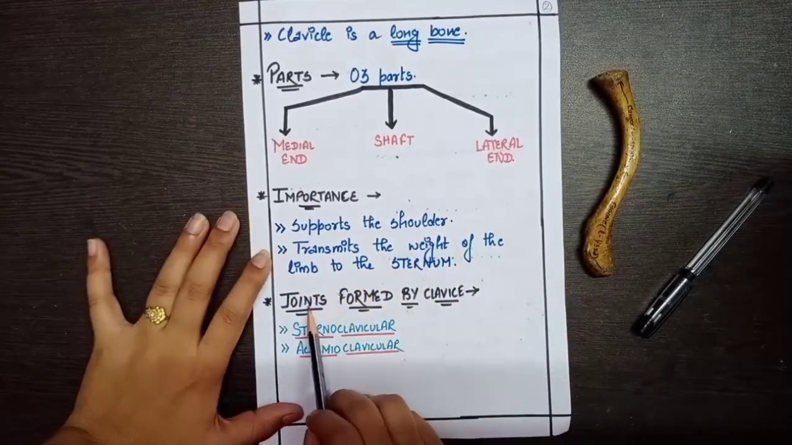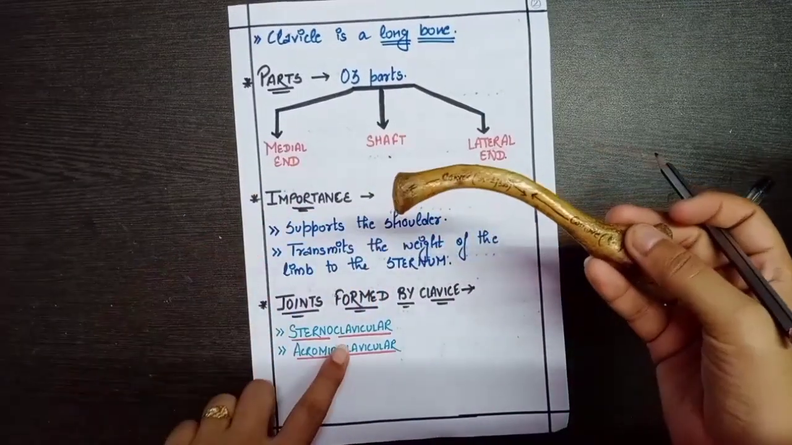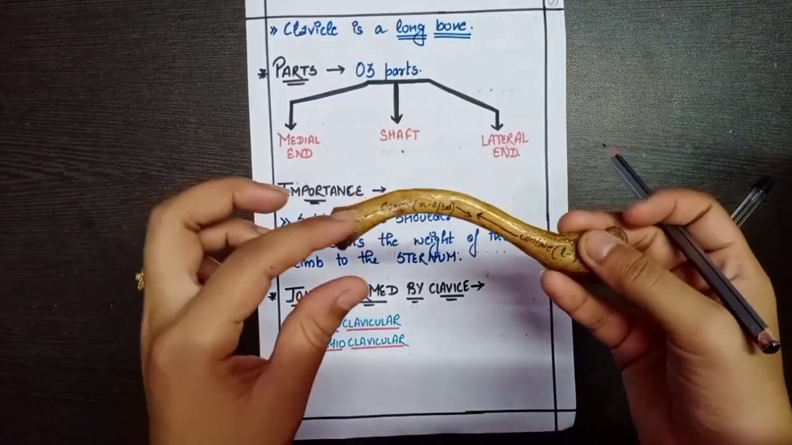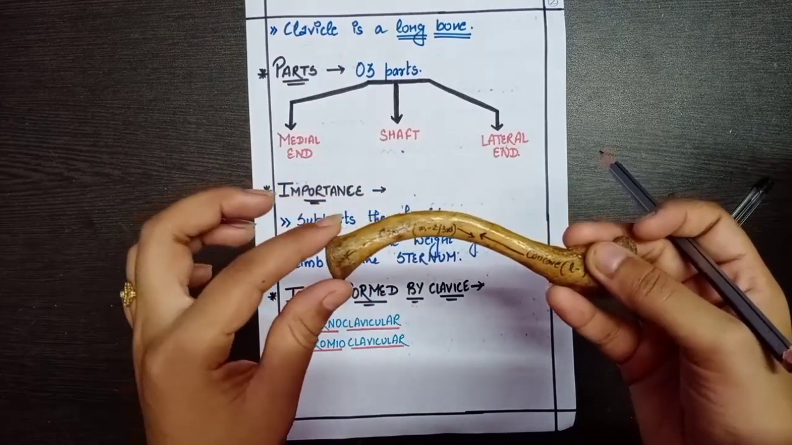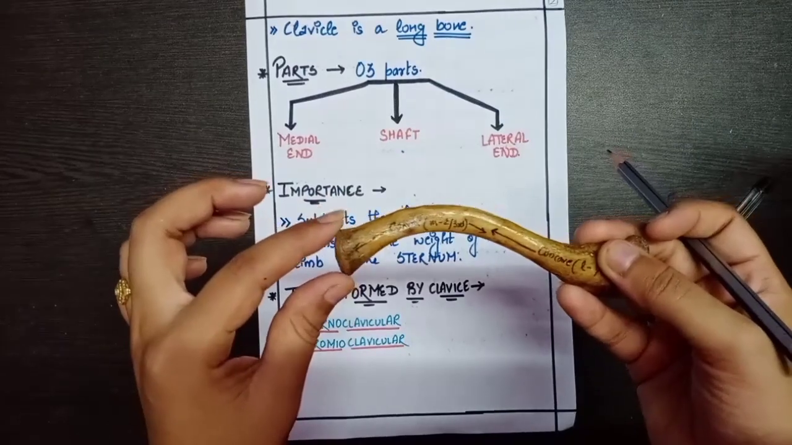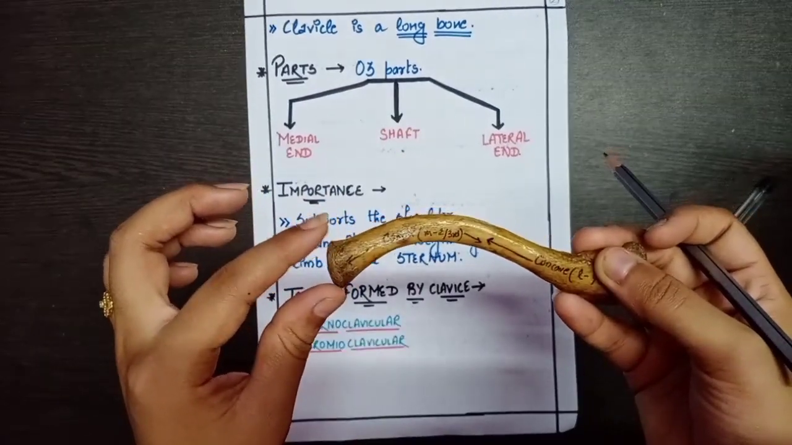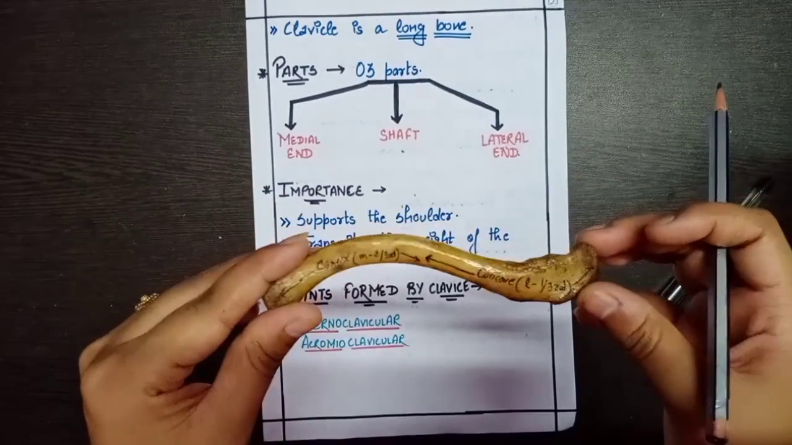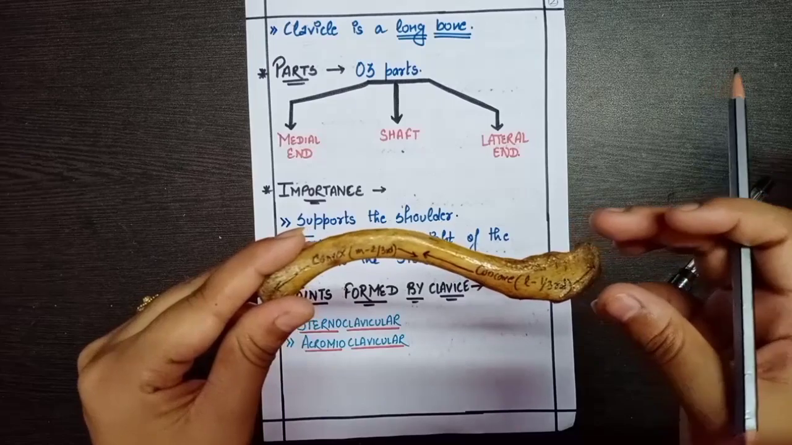Then, the joints formed by the clavicle are two. The first one is the sternoclavicular joint. I told you the medial side is the sternal side. Why? Because this medial side articulates with the manubrium sterni and forms the sternoclavicular joint. And on this side, the second joint is formed, which I already told you, the acromioclavicular joint.